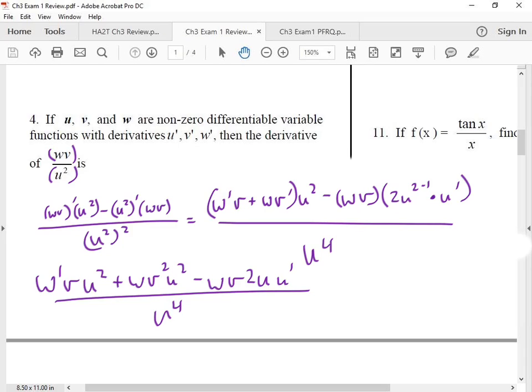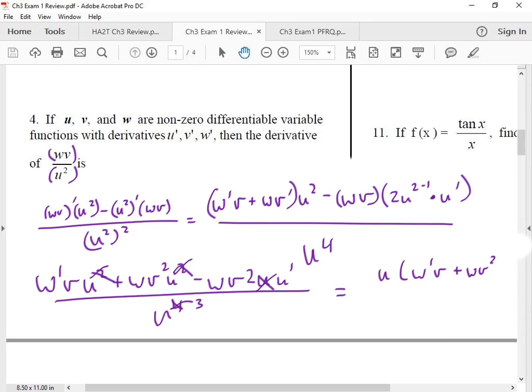I could take a U out of that and a U out of that. So this would be a 3. It looks like they didn't simplify it all the way in the answer. When I say they, I guess I mean me. From the first one, I could take out a U, and you get W prime V plus W V prime.